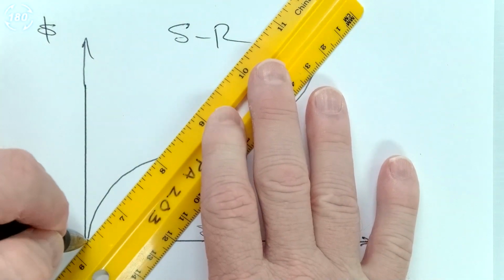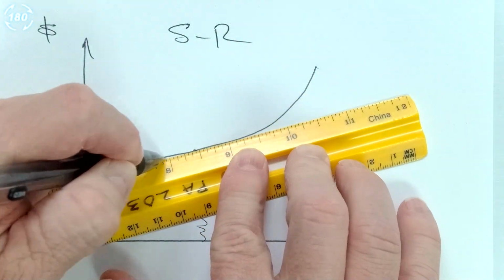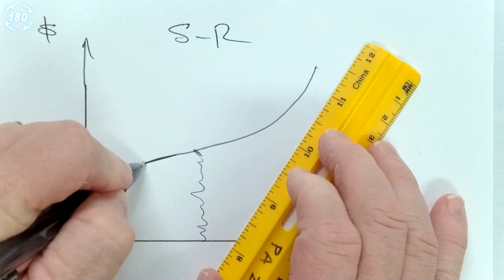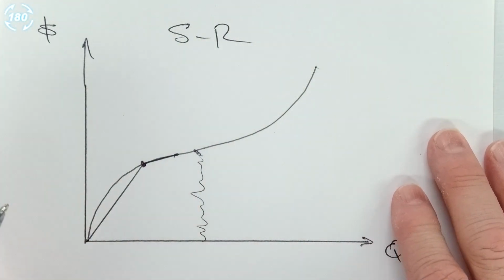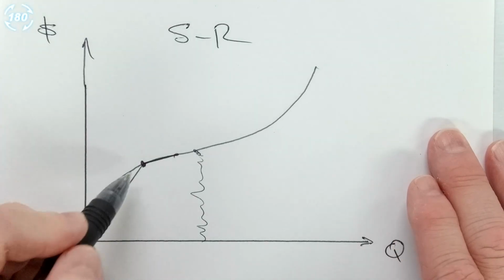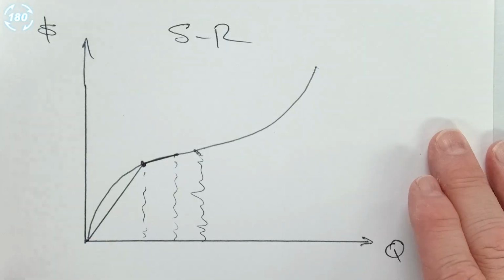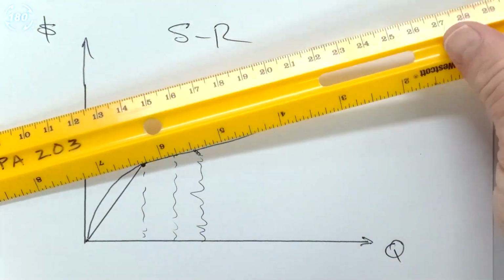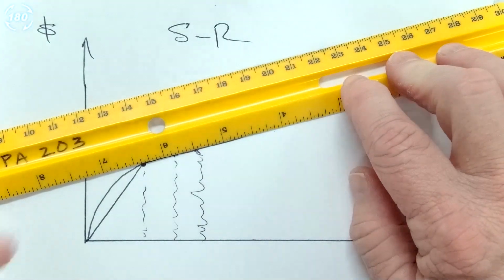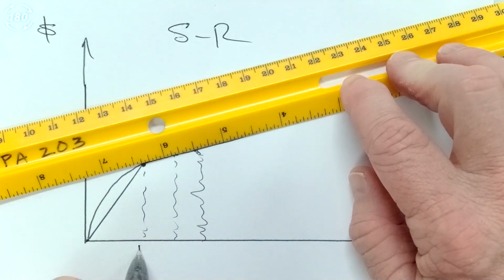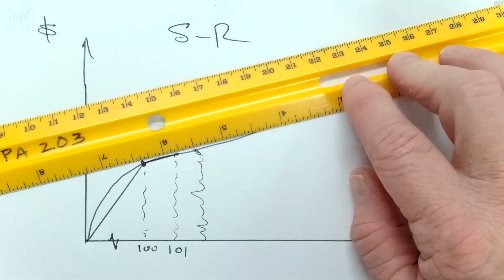Just real quick, this is such an important concept. The idea here is in this region, I've drawn two line segments. I don't know if you can see these or not. But initially here, for any value of output, we see that for the next unit of output, the marginal cost is the slope of this secant line between consecutive units. So maybe this is 100 and this is 101. It doesn't matter.